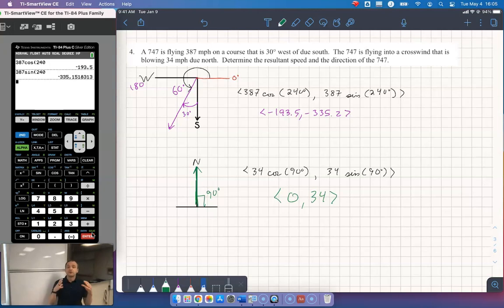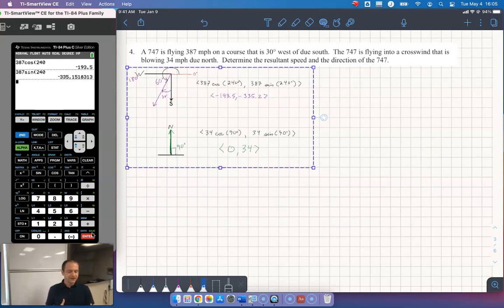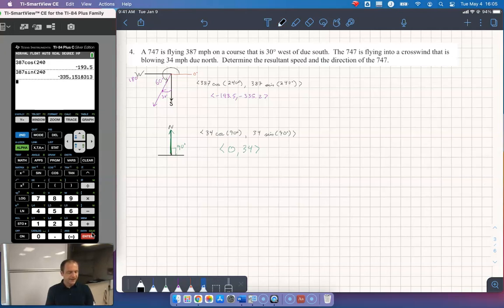So those are the two forces. I've separated them as their own, and that gives me each vector. And what I'm going to do is combine these two vectors together. And that's going to give me my resultant.